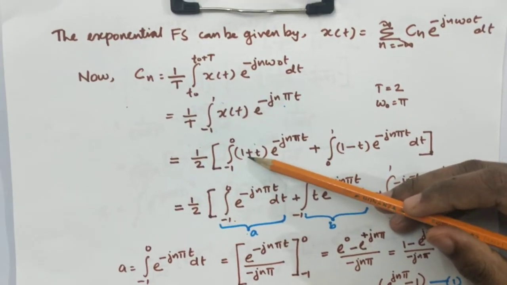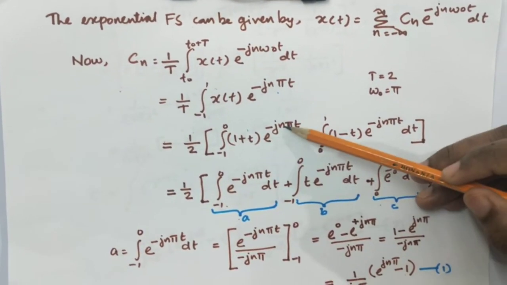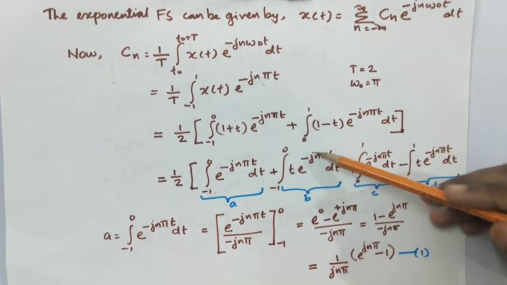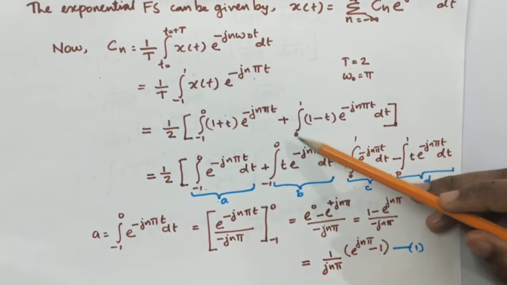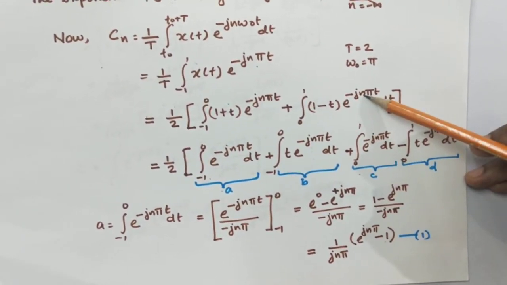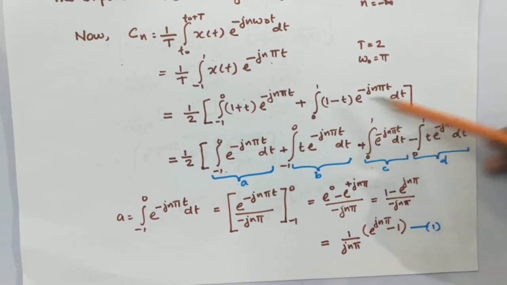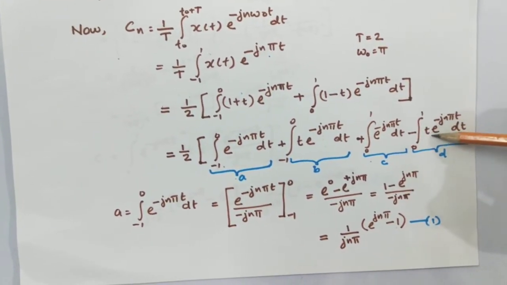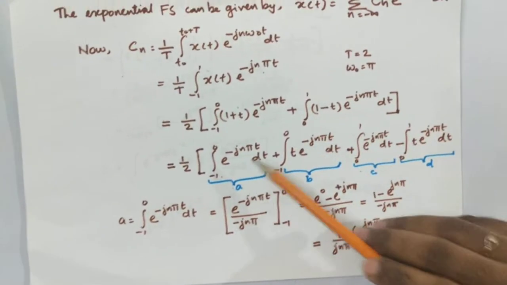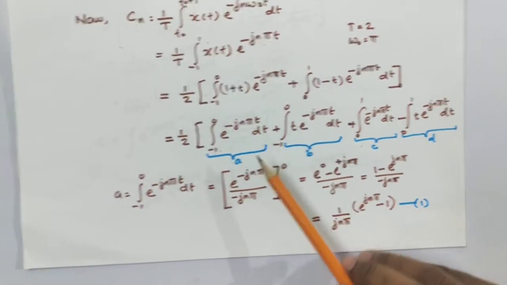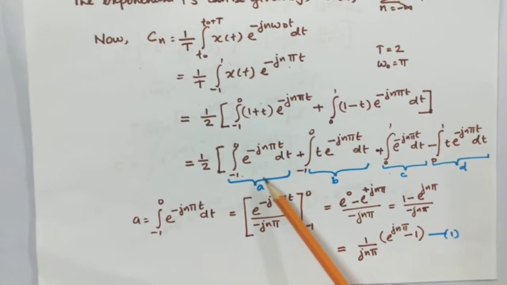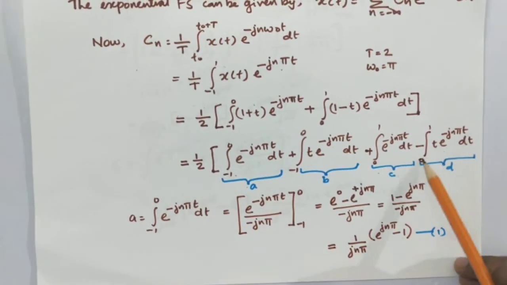And here we are splitting 1 into e raised to minus jn omega 0 t is the first term and t into e raised to minus jn pi t is the second term. And similarly here 1 into e raised to minus jn pi t and second term minus integral t e raised to minus jn pi t. So we have 4 terms. So for simplifying, we are calculating each term independently and we will be substituting these in the equation.